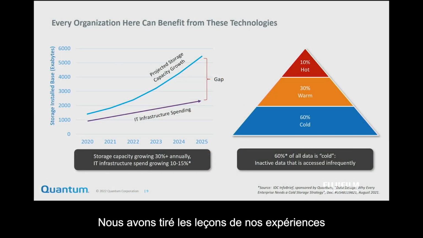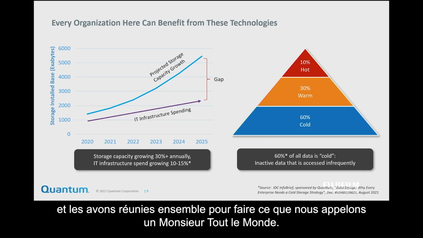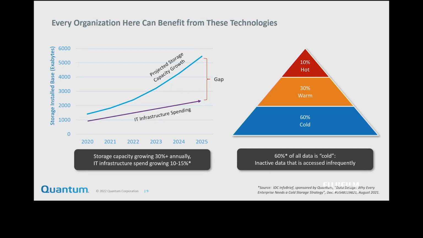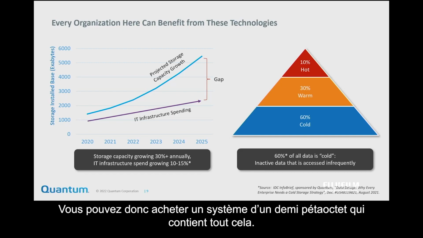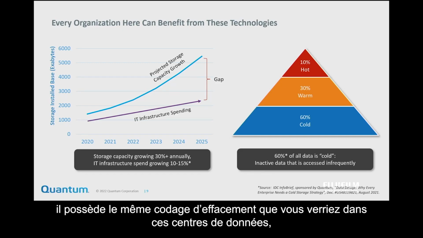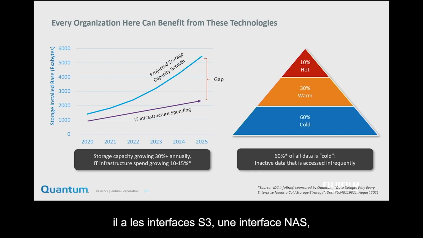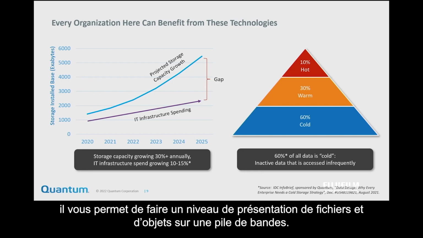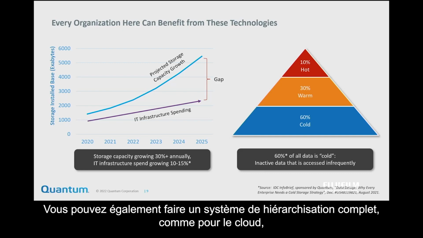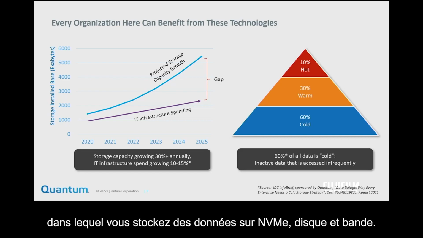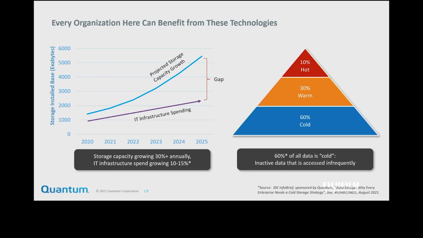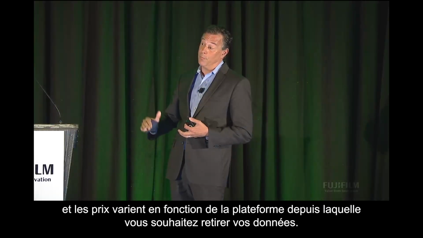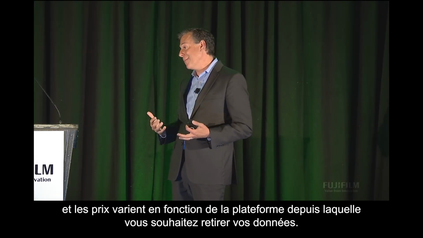And so now what we've done is taken all those learnings and packaged them for what we're calling the everyman. So you can buy a 0.5 petabyte system now that has all of this in it. Has the predictive analytics, has the same erasure coding that you would see in these data centers, has the S3 interfaces, has a NAS interface. So you can do a file and object presentation tier to a tape stack. You can also do the full tiering like you would see in a cloud, where you can store data on NVMe, disk, and tape. A lot of times you store them in all three, and you charge different prices for which one you want to pull it back from.